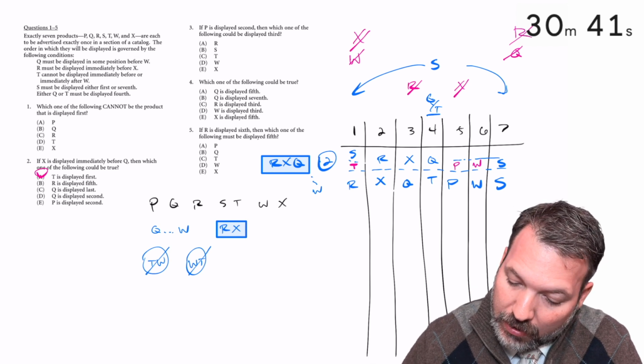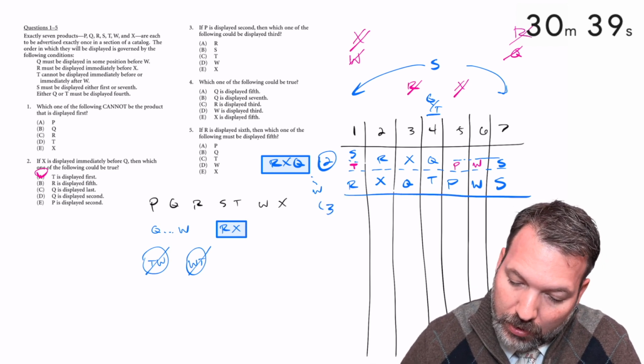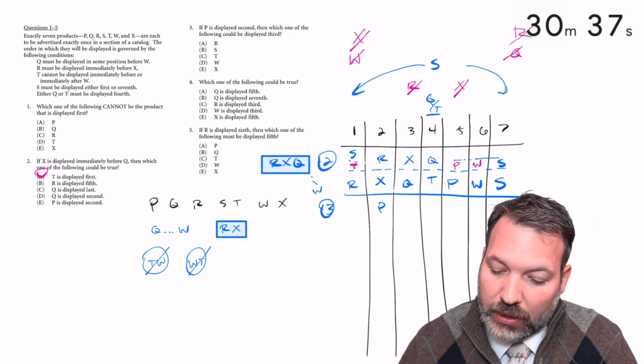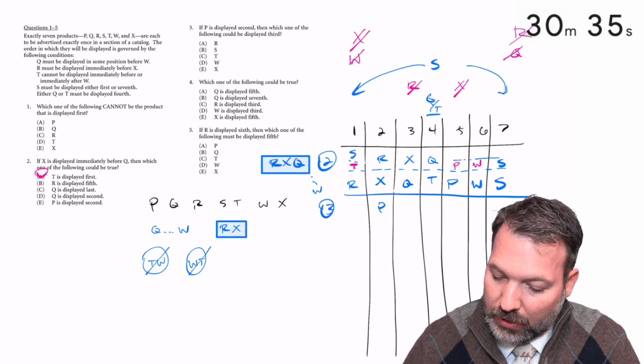Jumping ahead to number 3. If P is displayed second, which one of the following could be displayed third?